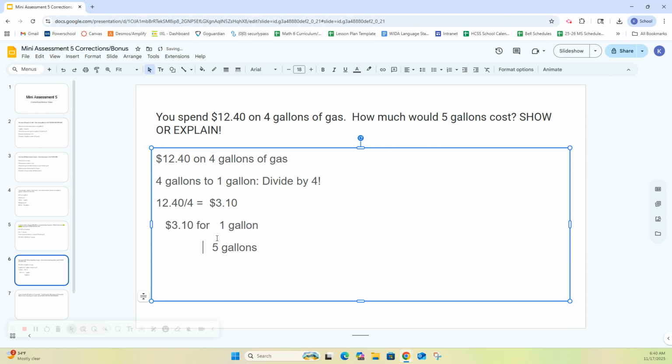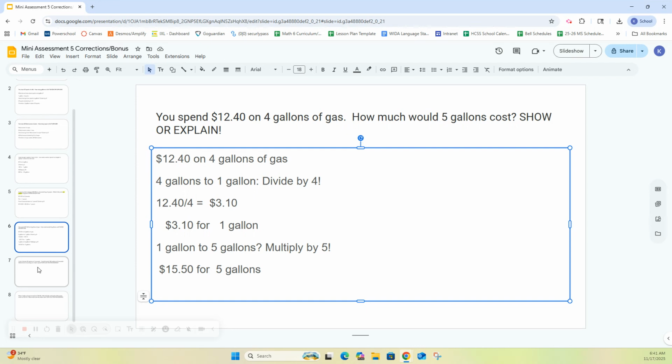But now we need to go to 5 gallons because remember, that is our end goal. How do we go from 1 gallon to 5 gallons? That is right, multiply by 5. All right, so $3 times 5 is $15. 10 cents times 5 is 50 cents. So it is $15.50 for 5 gallons.